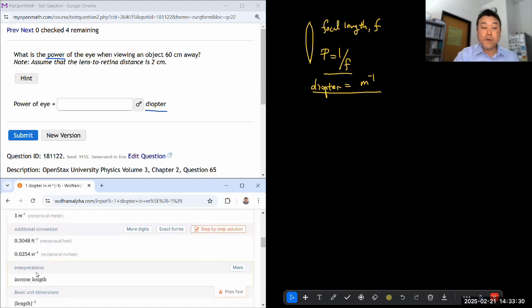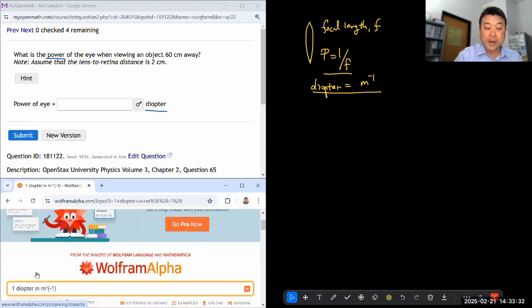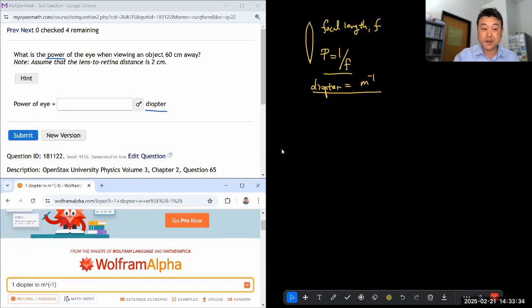That's great. So whenever a question is asking you about a power of something in an optical setup, what it's really asking you for is the focal length. Once you figured out the focal length, then great. Just take the reciprocal of it, and that's the power. Make sure the focal length is in meters first. So this first question, it's asking you about the power of the eye.